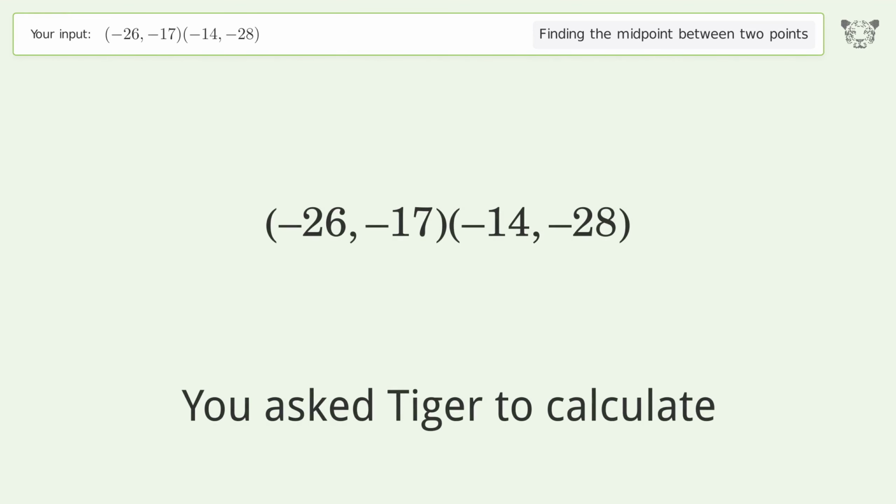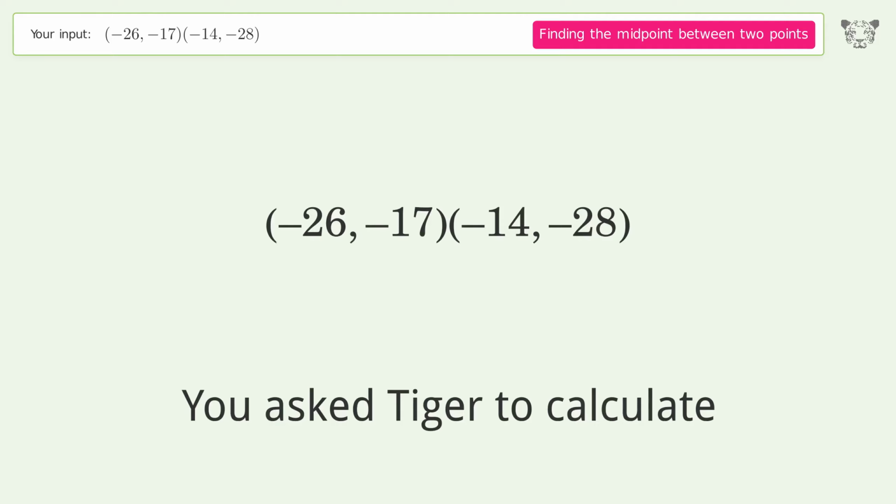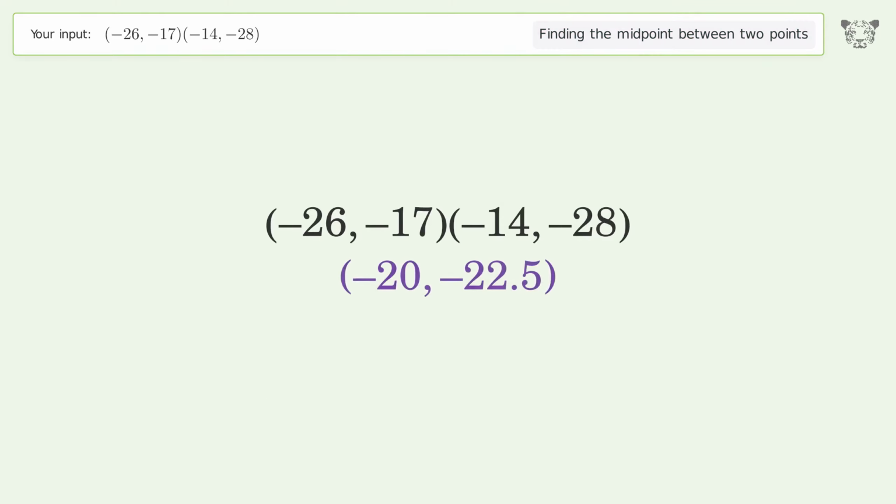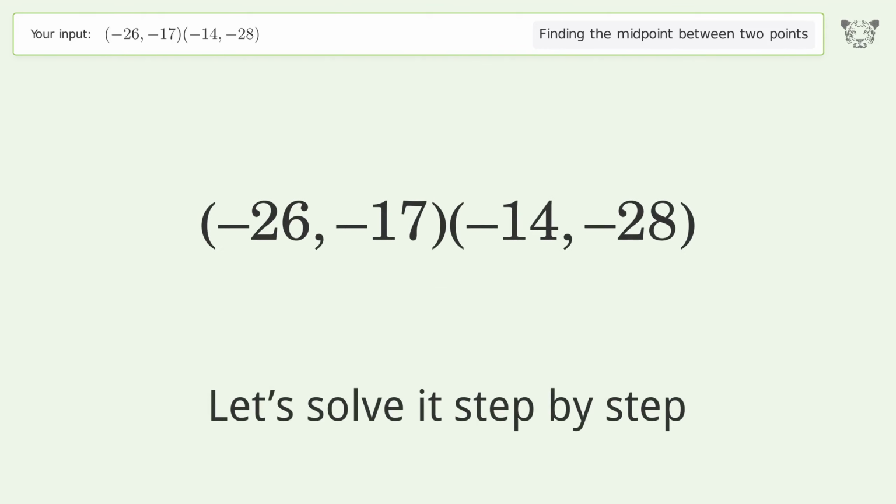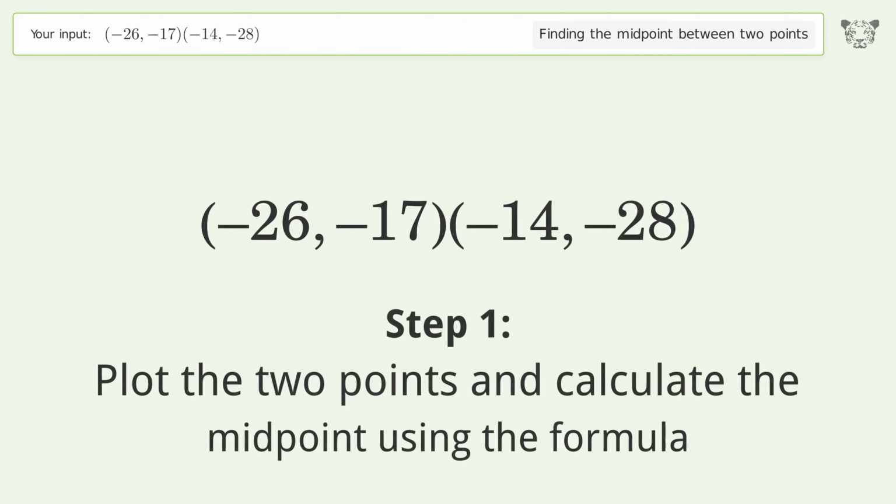You ask Tiger to calculate. This deals with finding the midpoint between 2 points. The midpoint between the 2 points is -20, -22.5. Let's solve it step by step. Plot the 2 points and calculate the midpoint using the formula.